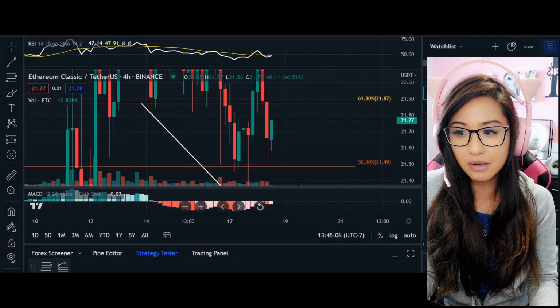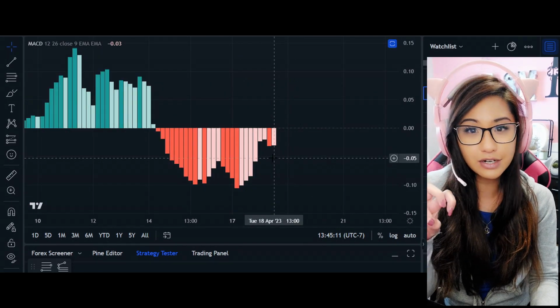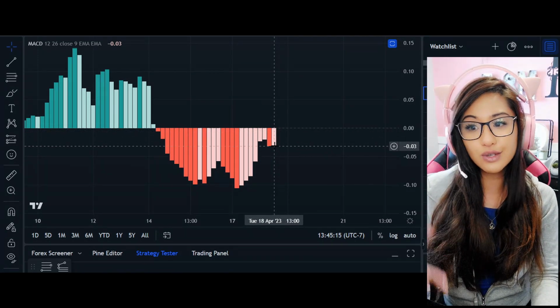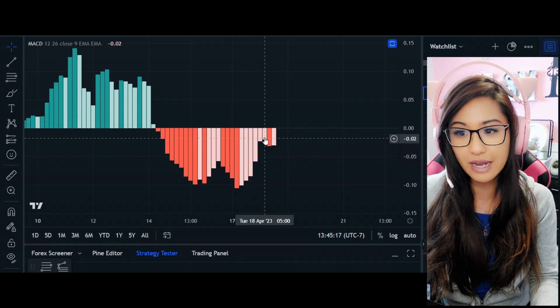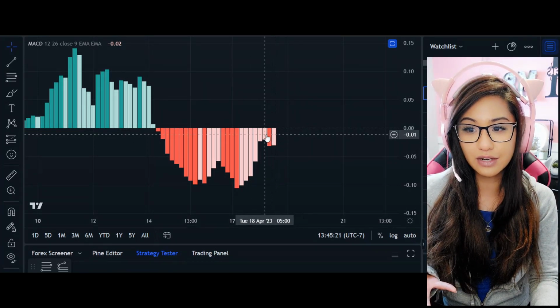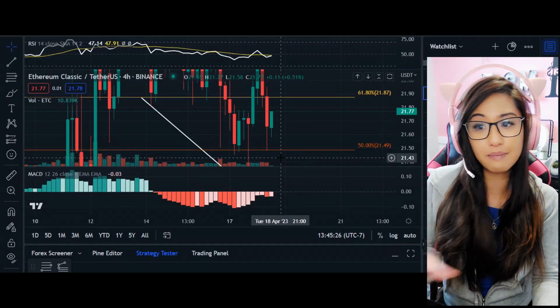However, keep in mind our MACD indicator is still below zero, okay? So we are still considered in this bearish market because we are still seeing these bars or these histograms in the red. What I do like is that we are seeing these lighter colors, which are showing us that the momentum is slowing down on that bear market.